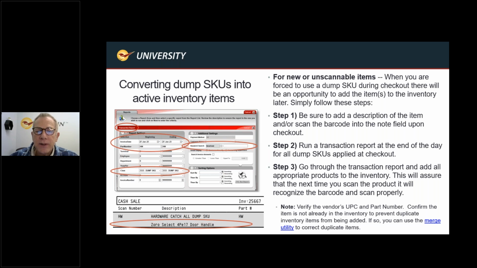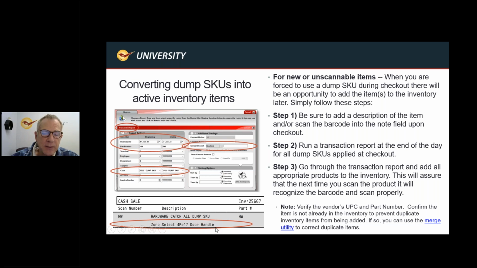So I would say when you're forced to use a dump SKU during checkout, where you're scanning an item but it's just not recognizing it, use a dump SKU for that, but then add a description underneath it. You can see in the very bottom left-hand side here, I put Zorro Select 4PE17 door handle. That was the description I used, and I just copy and pasted it from the internet. The dump SKU, my part number is hardware. My description actually says hardware catch-all dump SKU, just to explain what it is.